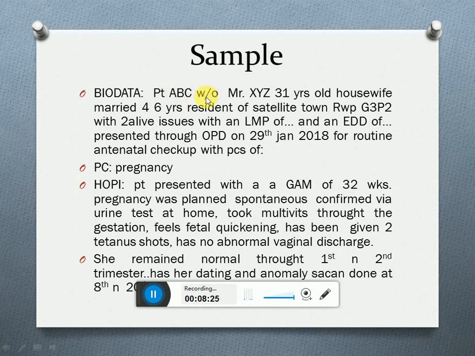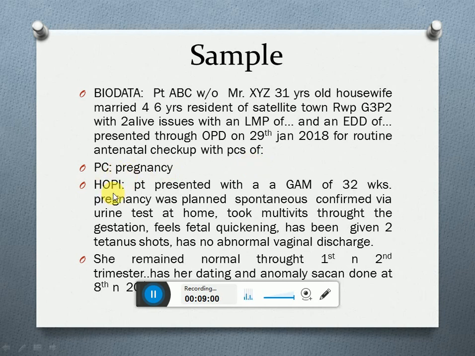Patient ABC, wife of Mr. XYZ, 31 years old, housewife, married for 6 years, resident of Satellite Town Rawalpindi, gravida 3, para 2, with 2 alive issues, with an LMP of this, an expected delivery date of this, presented through OPD on 29 January 2018 for routine antenatal checkup with presenting complaints of, and you will mention the presenting complaint if there are any, and if there are not, then you will mention simply pregnancy.